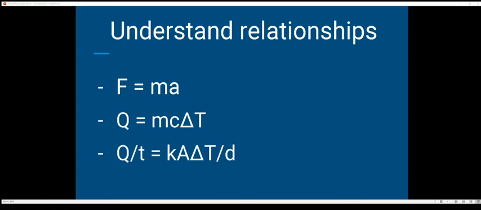And the third equation is Q over t equals k A delta T over d. So basically, d is the thickness of the material, and Q over t is the rate of heat transfer. If a material is thicker, it's obviously going to have a lower heat transfer. But if a wall is thinner, the heat transfer is going to go better. Just by using common sense like that, people can get better grades in physics. Just by using logic, really.